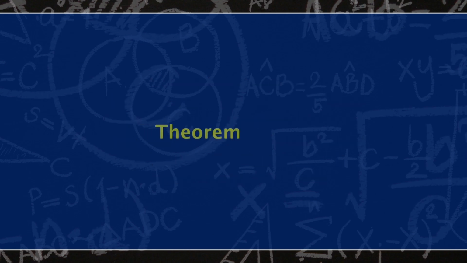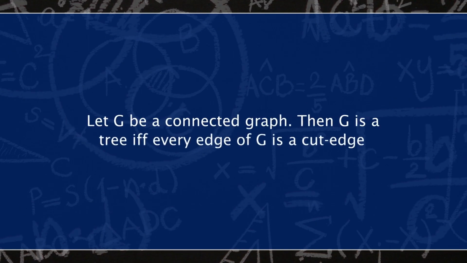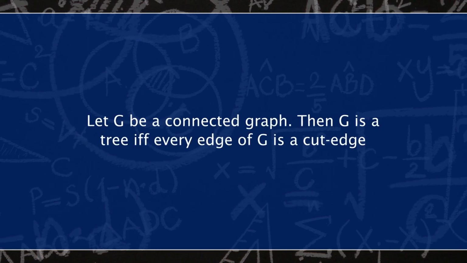Okay, now let's look at this theorem. It states that let G be a connected graph, then G is a tree if and only if every edge of G is a cut edge. So it is actually a combination of two statements. The first one is, if G is a tree, then every edge of G is a cut edge, right? And the second one is its converse. That is, if G is a connected graph such that every edge of G is a cut edge, then G is a tree.